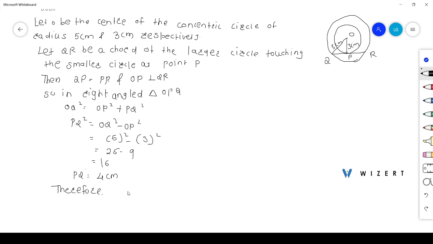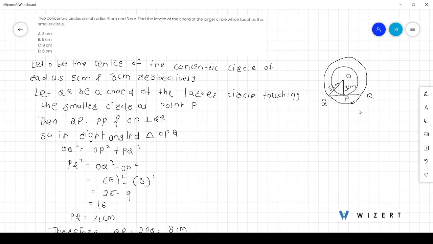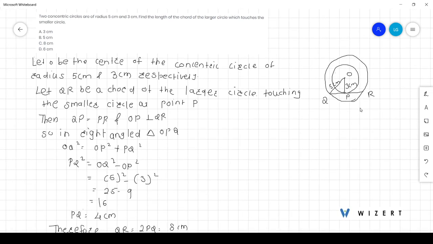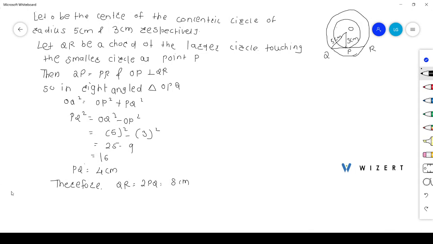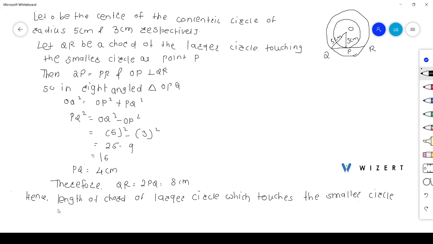Therefore, QR equals 2PQ equals 8 centimeters. Hence, the length of the chord of the larger circle which touches the smaller circle is 8 centimeters, which is our option C.